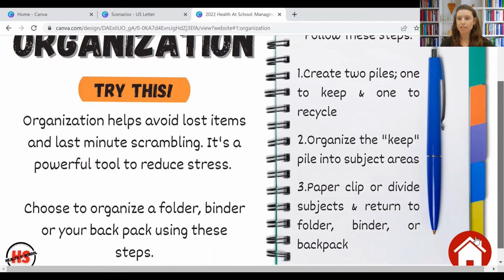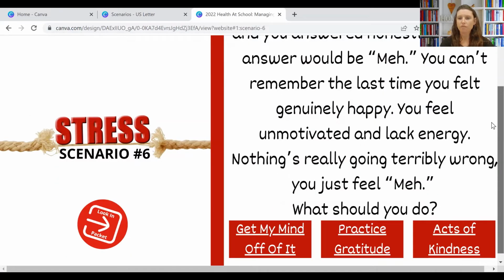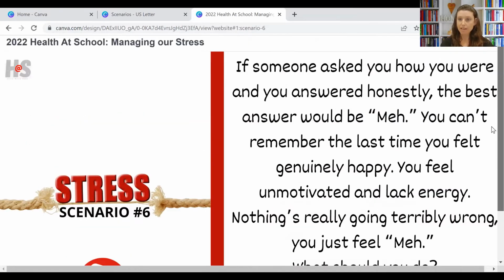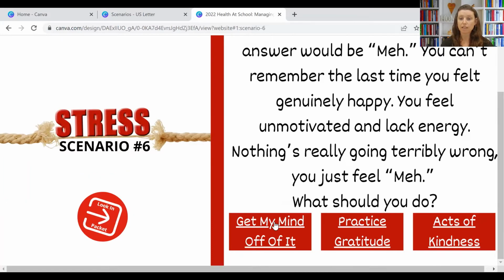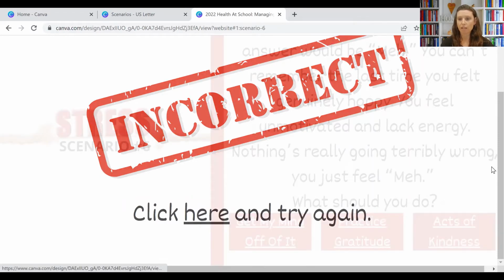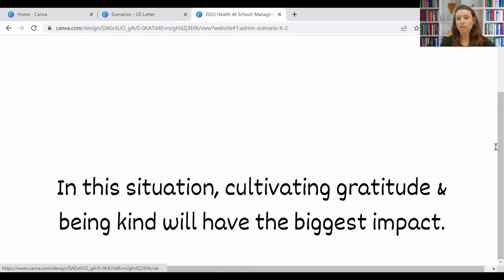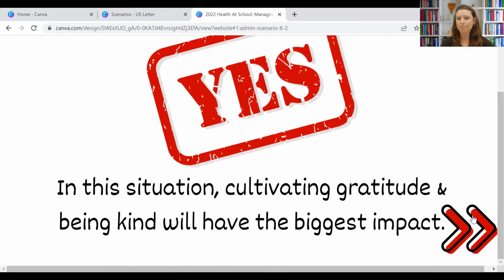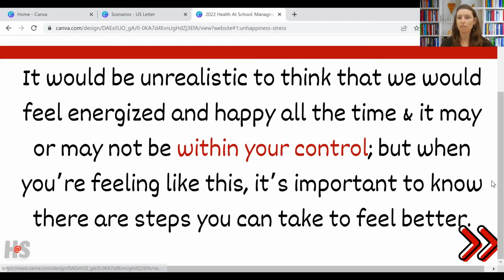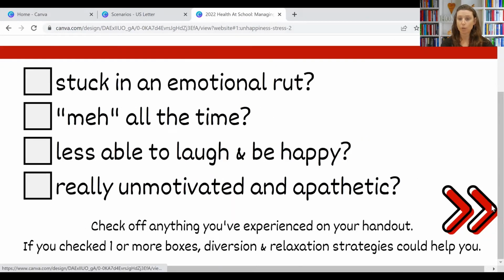As another example, in scenario 6, students see a scenario where someone is just not feeling themselves. And again, students may think it's good to get their mind off of it and that that's the best choice. But in this lesson, they're going to learn that it's important we acknowledge those feelings and that they actually take some action. So again, they're going to learn why feeling down or not feeling yourself may be stressful. They're going to take some time to relate to the scenario personally.